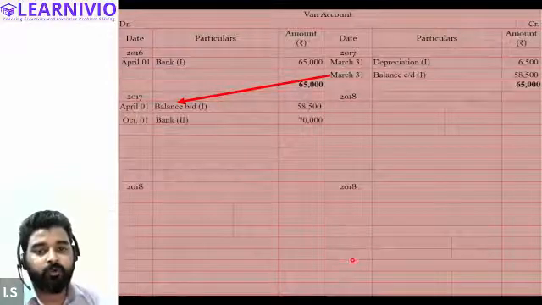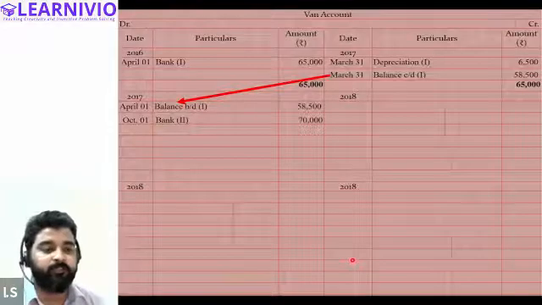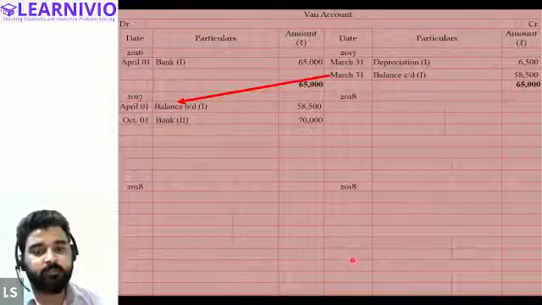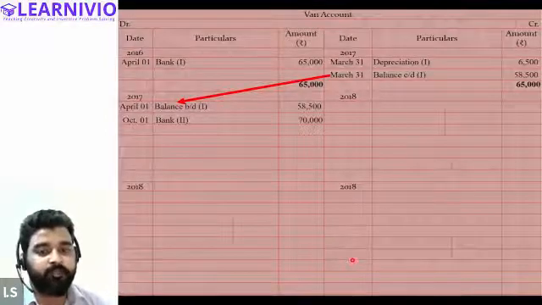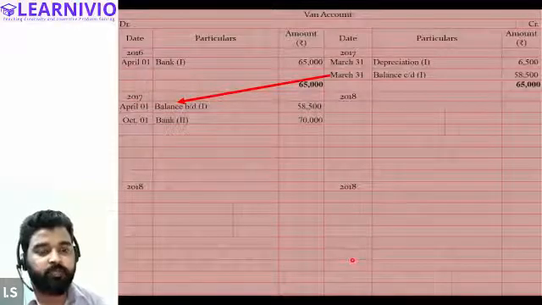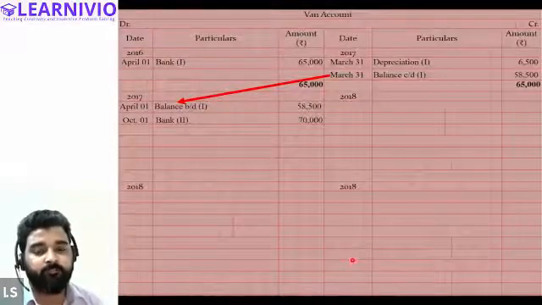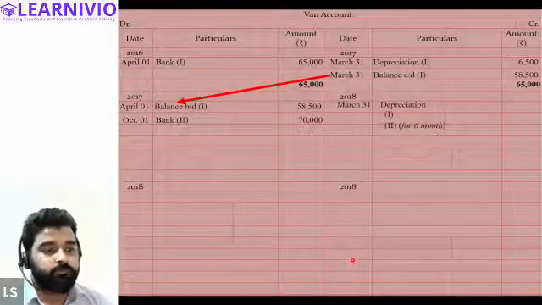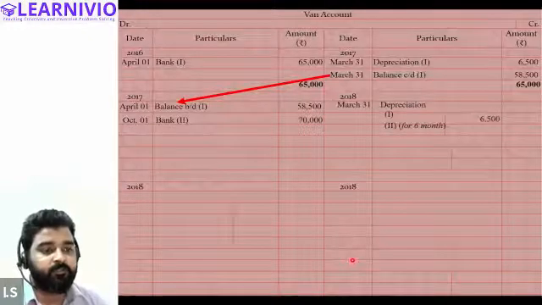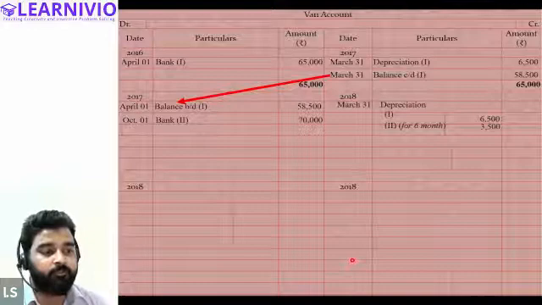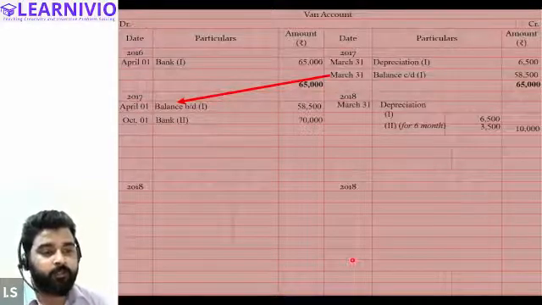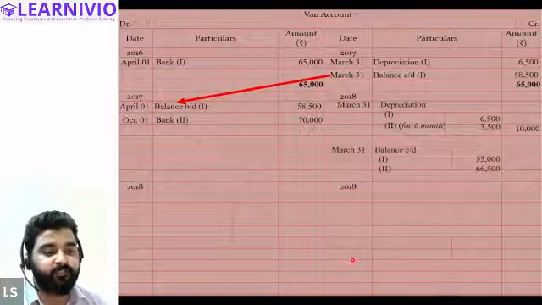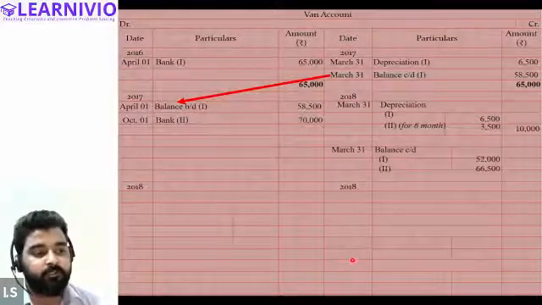Then on October 1st, we have bought a new van, 70,000. And in this year, no other transaction has taken place regarding the van. So we will simply calculate the depreciation at the end of the year. We will calculate the depreciation on the first machinery for the complete year, and for the second machinery, for the half year only. So depreciation for the complete year will be 6,500 on the first machinery. For the second machinery, it will be 3,500 only. So the collective depreciation will be 10,000, and the closing balance of this year will be 52,000 for the first van, and for the second van it will be 66,500.